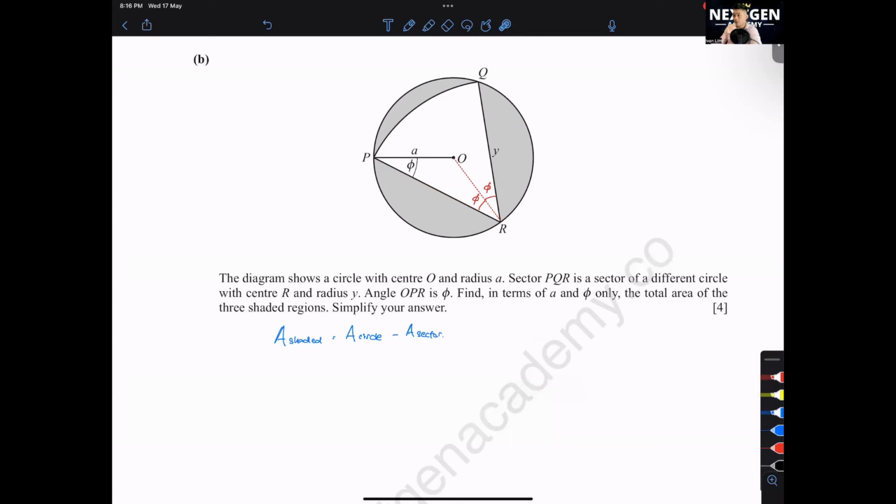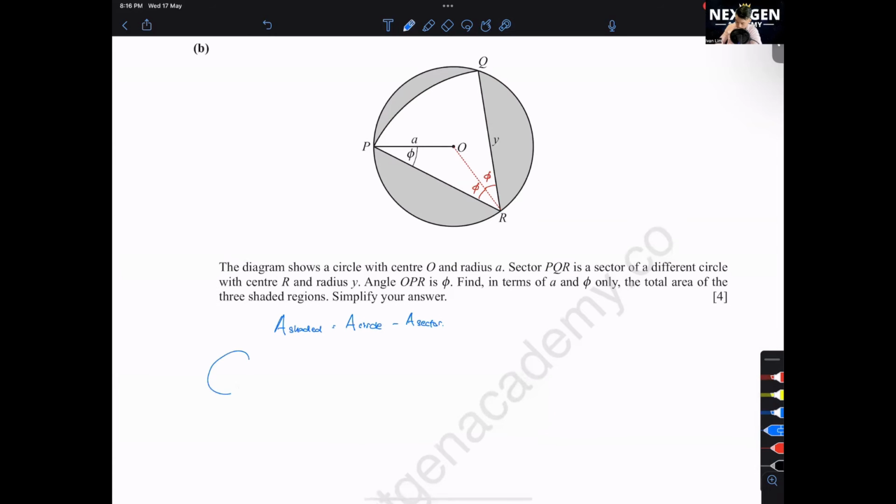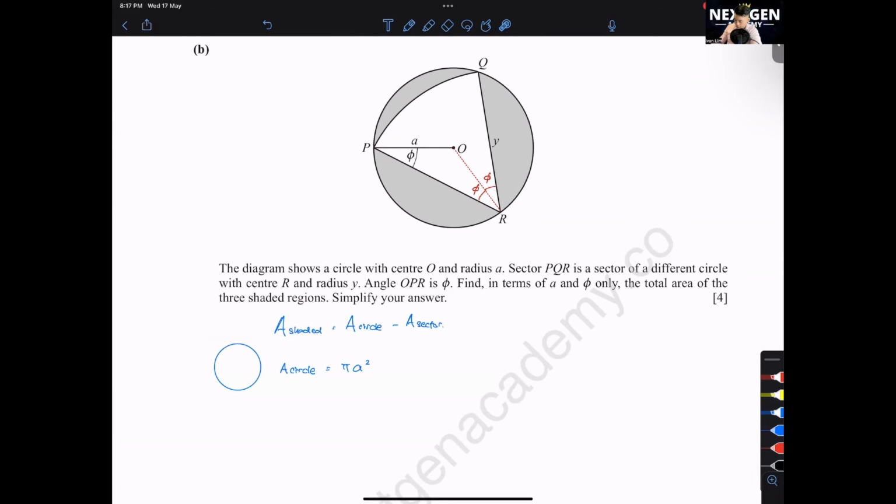Okay, so how can I find that? We write down the circle first. So area of circle, what is this? Area of circle will be equal to pi a squared. Your radius is A. Area of the sector, what can we find out?